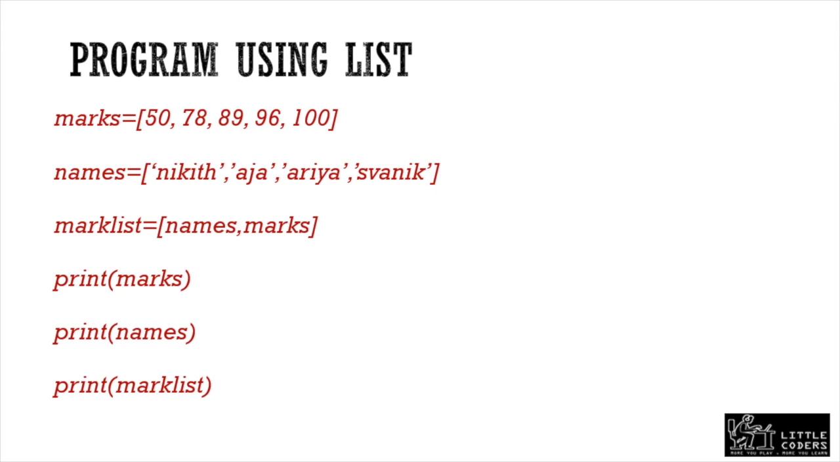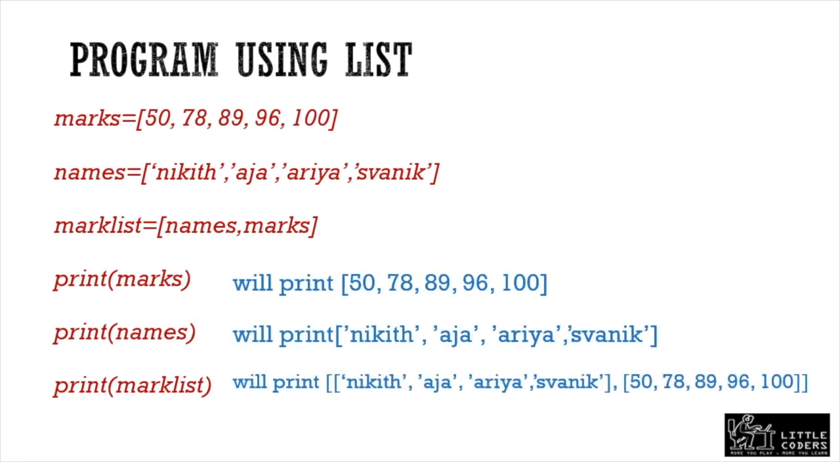If I say mark list is equal to names comma marks, these 2 lists can be combined into a single list. When I say print marks, it will print the contents of the first list, within a square bracket, all the 5 values. Similarly, if I give print names, it will print all the 4 names within quotes, enclosed within a square bracket.